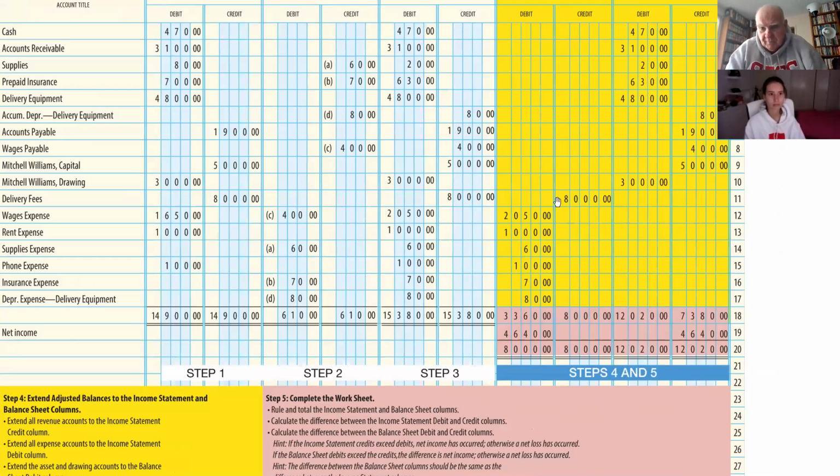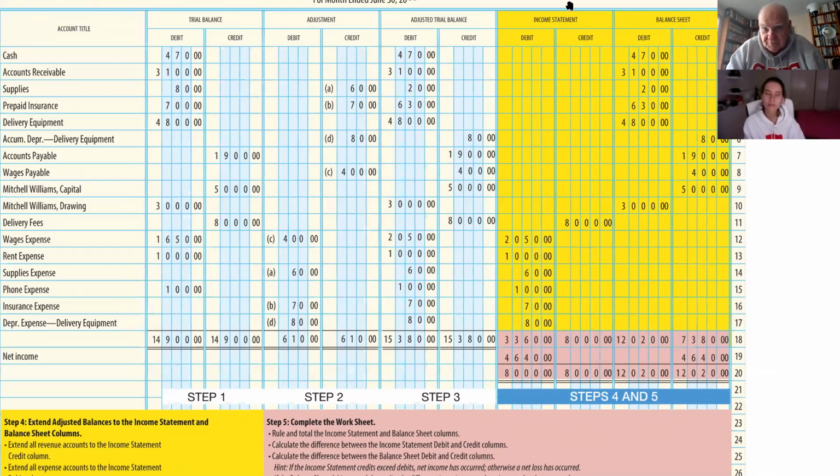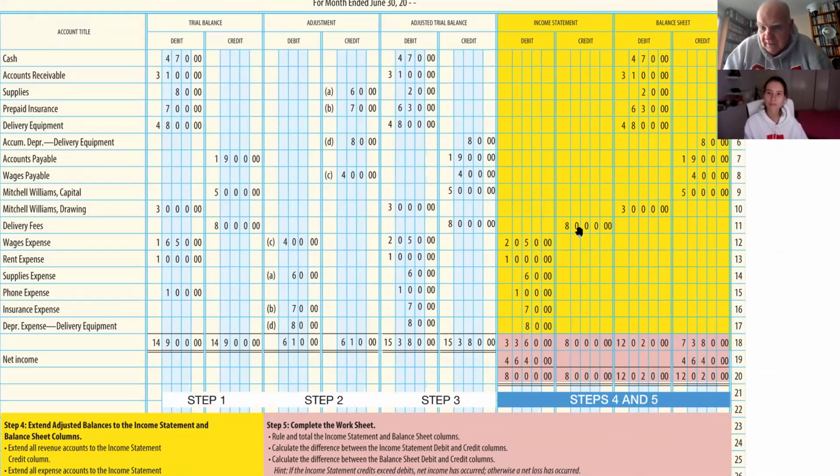So here is our income statement right here. The revenue was $8,000 minus expenses gives us a number. That total is $3,360. So 8,000 minus 3,360 is our profit of 4,640. Now we just need to balance this out so it equals. So we're going to go to the lower number and increase it to get it up to 8,000.